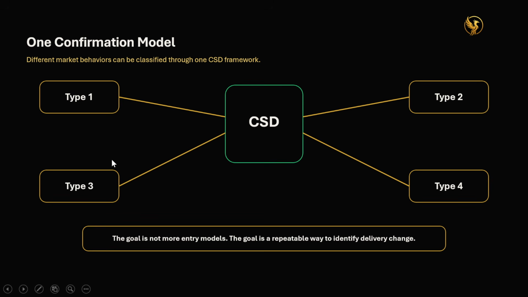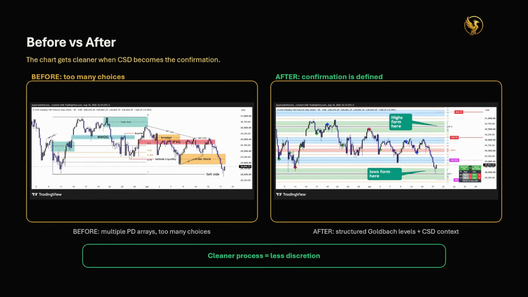As we continue through this intro to my model series, I'll be showing you live examples on the chart and how to apply this. You can go ahead and backtest it and then forward test it in the actual charts. Here's what changed my own analysis. Before using CSD as confirmation, my charts contained multiple PD arrays and too many possible decisions for me to make on my own.